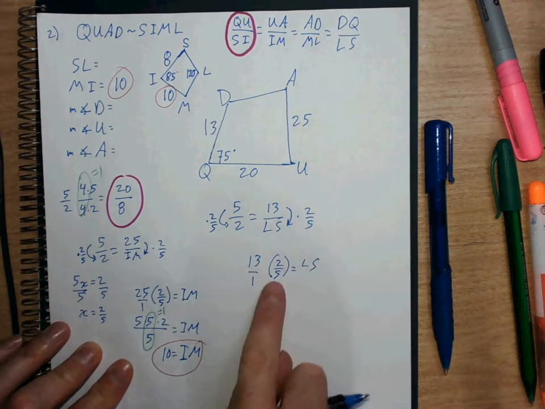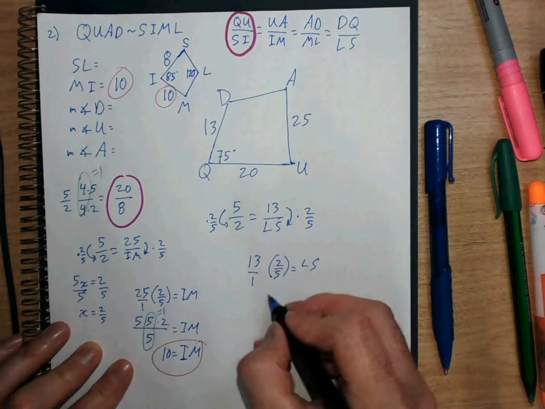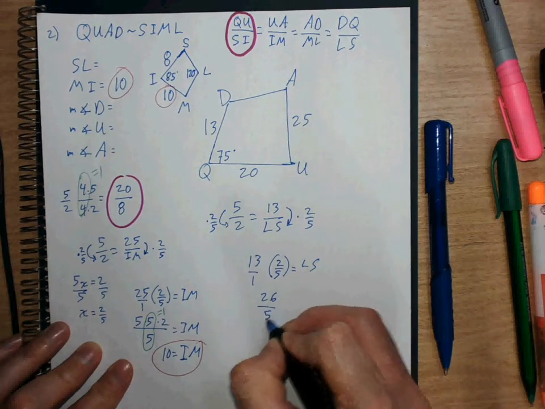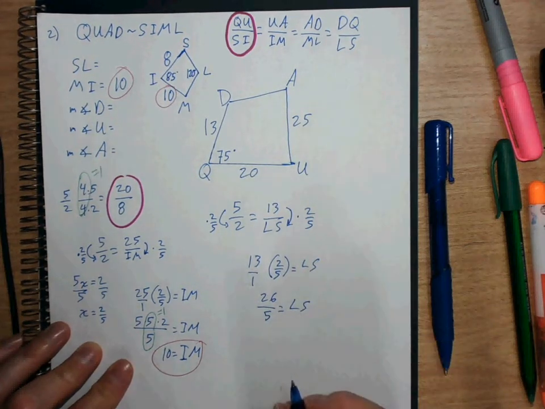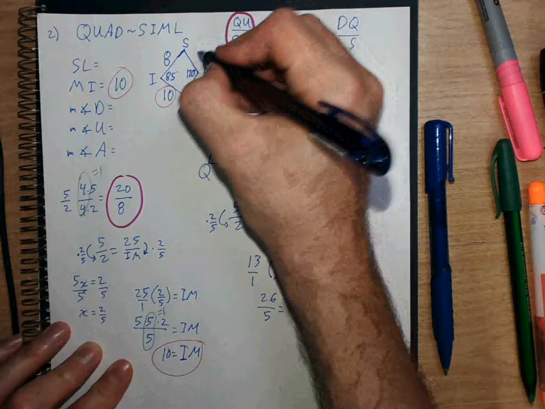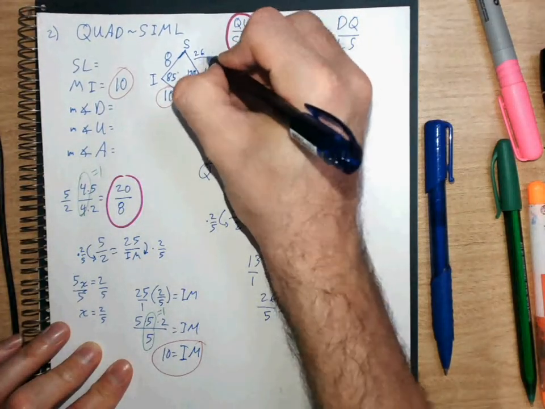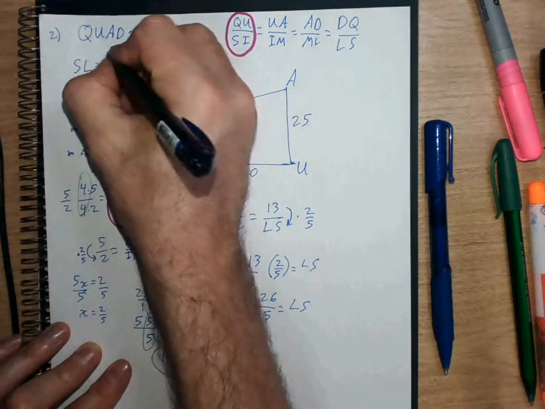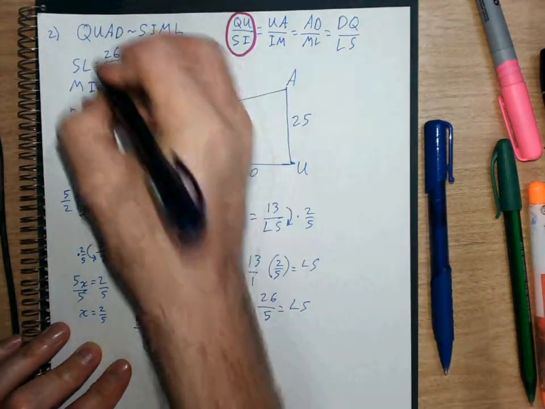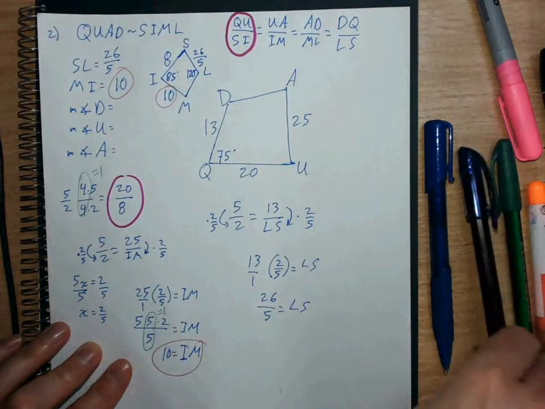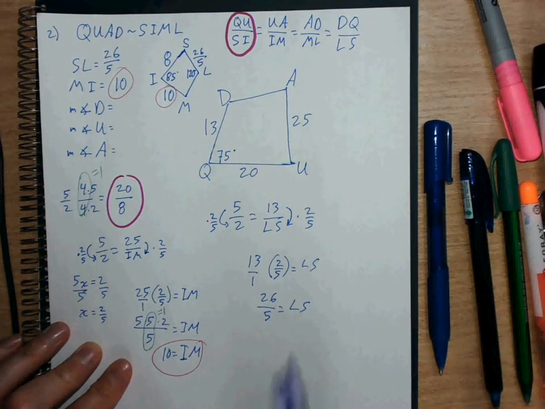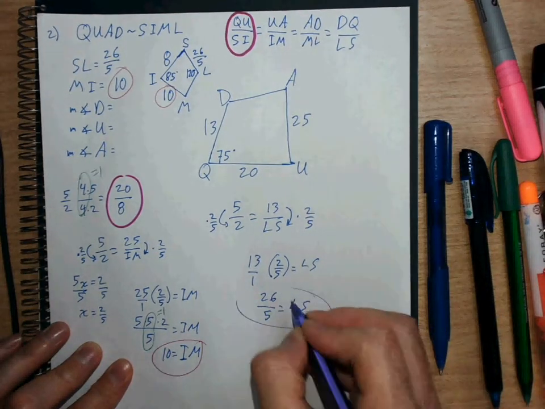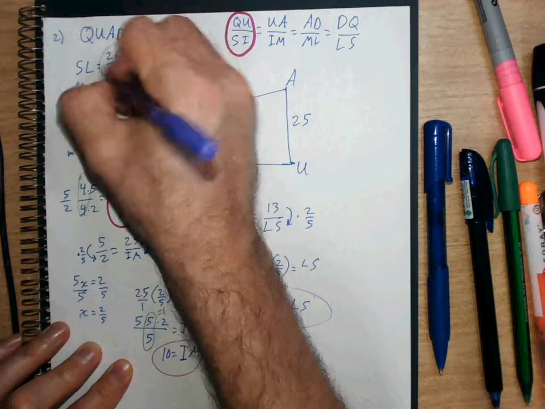Okay, and in this case I can't simplify anything, so I'm just going to multiply it out. 26 over 5. So LS is 26 over 5. I'll write that there. Okay, LS or SL, 26 over 5. And I'm going to circle that in purple, if you can see that.